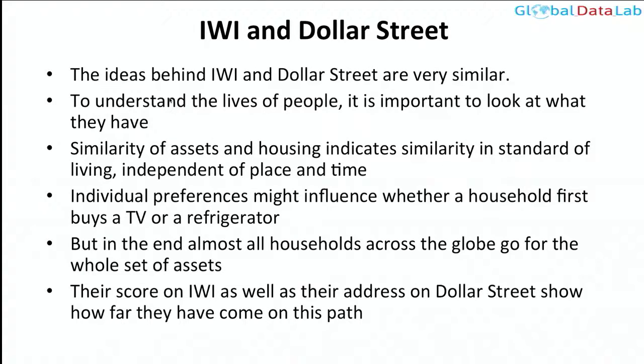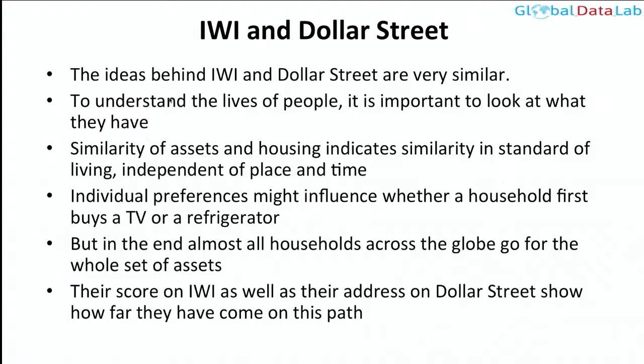What's our relationship with Dollar Street? The ideas behind our wealth index and Dollar Street are very similar. If you want to understand the lives of people, it's important to look at what they have. And similarity of assets and of housing indicates similarity in standard of living, independent of where a household is located. If it is in Mongolia or in Latin America or wherever, if they have the same assets and same quality housing, they have more or less the same standard of living.